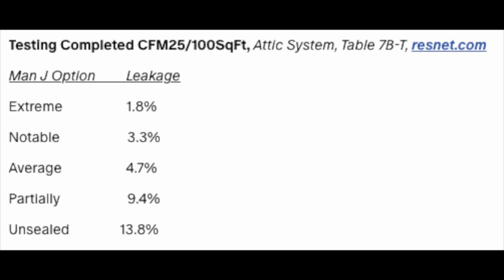As you can see, an extreme system is 1.8%. Notable is 3.3%, and it goes up from there. Average is 4.7. Partially sealed is 9.4. Unsealed is 13.8%. Believe it or not, that's extremely conservative. If you're completing installations of a new duct system to meet today's code requirement, which is less than 4 CFM per 100 square feet in the IECC, then you should set your duct leakage to notable. Extreme leakage is typically achieved by systems like AeroSeal and stuff.